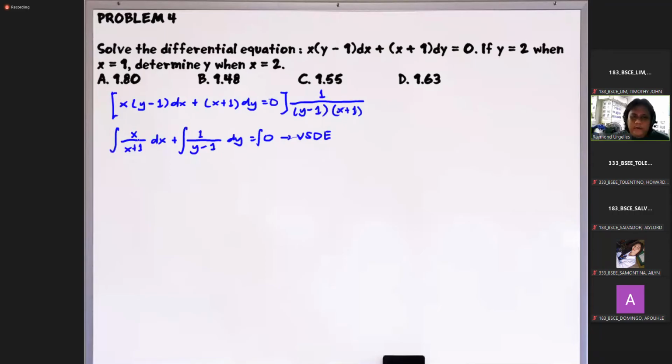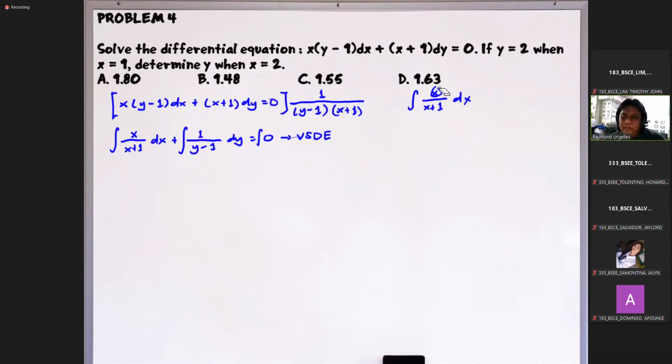So let's try to solve this individually first, no? Let's try to solve for the integral of x over x plus 1, multiplied by dx. Pag nakakita kayo ng ganyang integration, yung pinakamadaling way dito para ma-integrate natin, since pareho ng form yung variable natin, tapos constant lang yung nakadagdag sa kanya.